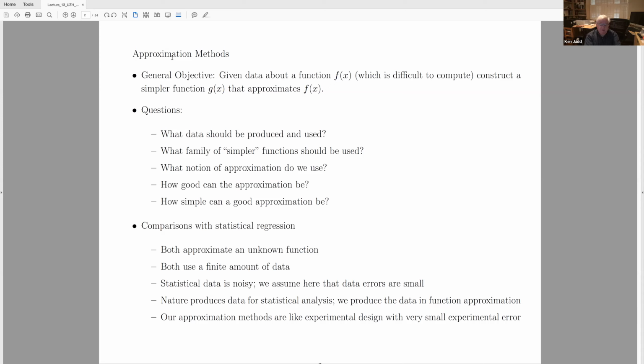Here's the big difference. Statistical data that you use, let's say in empirical work, is noisy. We are going to, however, assume here, or the approximation theory I'm going to be telling you about, assumes that the data errors are very small, that you can compute f of x at a finite number of x's and you can do so to high accuracy.